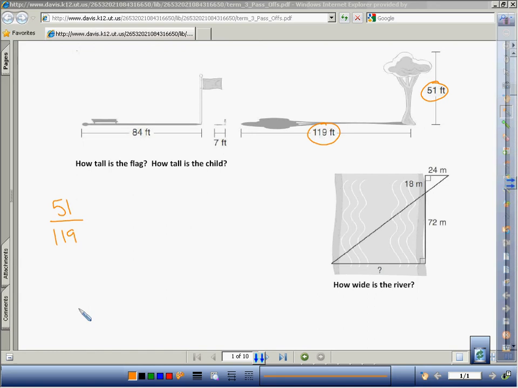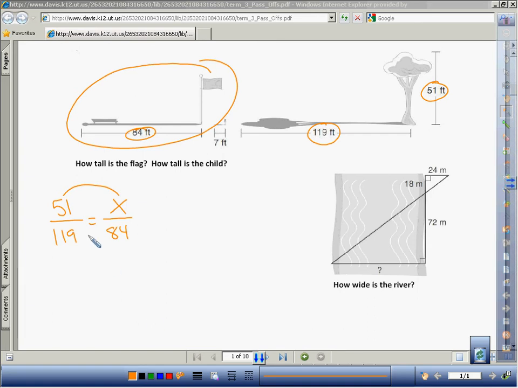And let's compare it right here to the flagpole. We don't know how tall it is, so notice I matched up height with height, but we do know how long its shadow is. And then what we're going to do when we have two fractions separated by an equal sign, that's when we can do cross multiplication and we will get what we want.